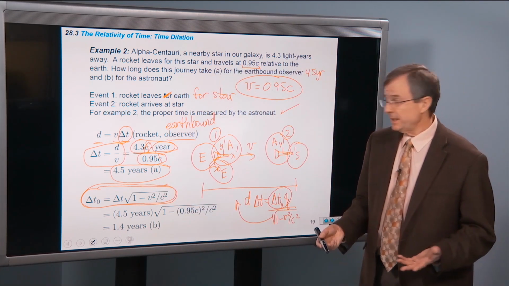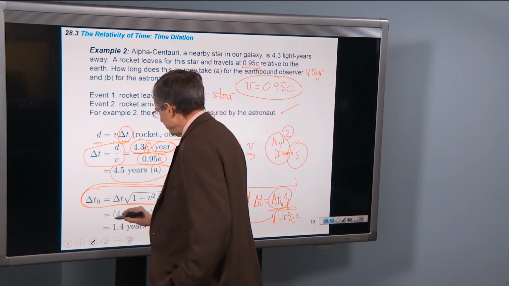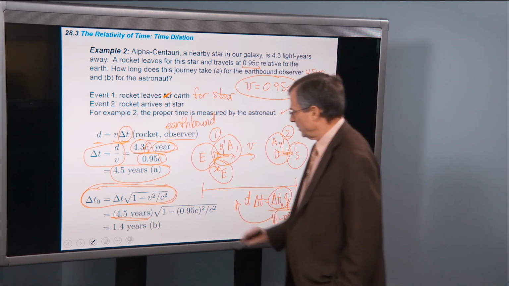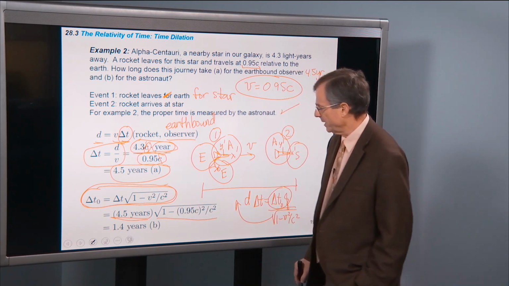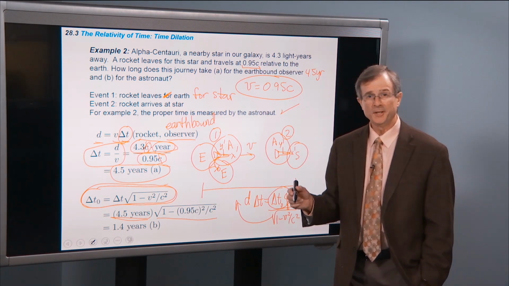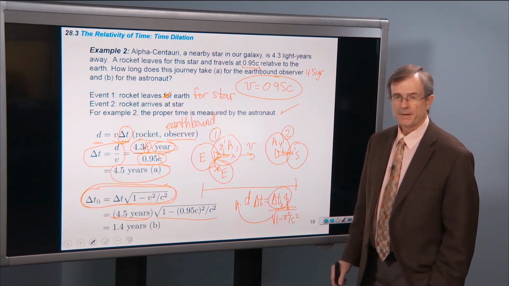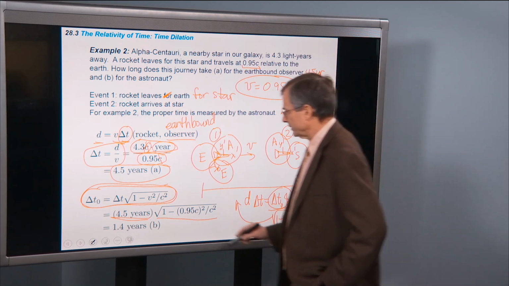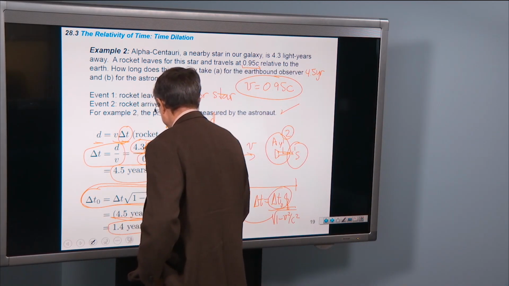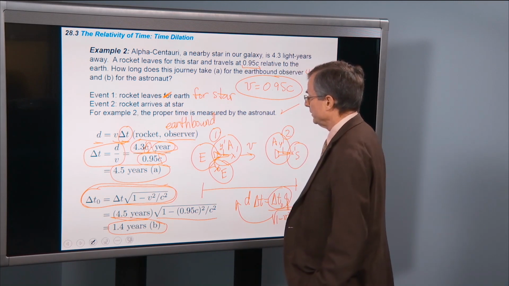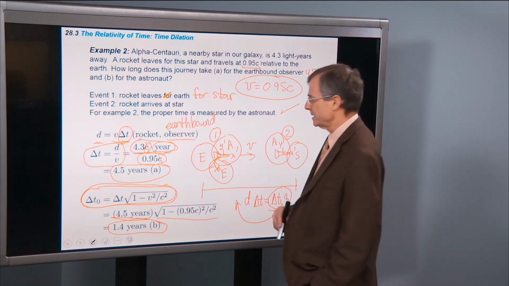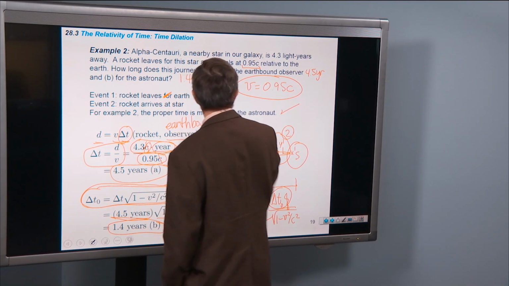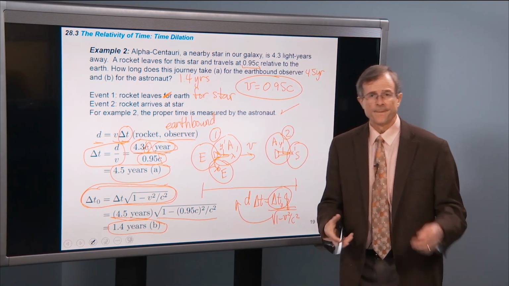But I have everything I need now. I already calculated the dilated time. Delta t is 4.5 years. We know v is 0.95 c. Both observers agree that the rocket is traveling at 0.95 c. The c's cancel again, and we work out that from the perspective of the astronaut, it takes 1.4 years to travel to that star.